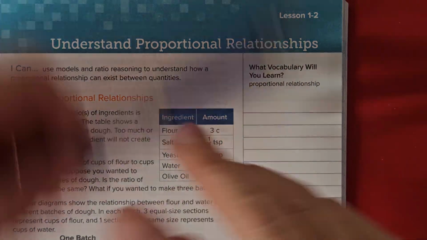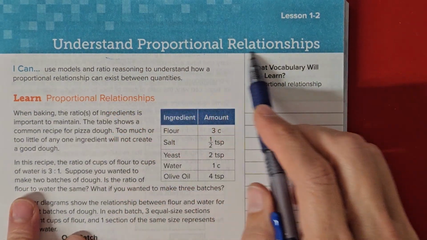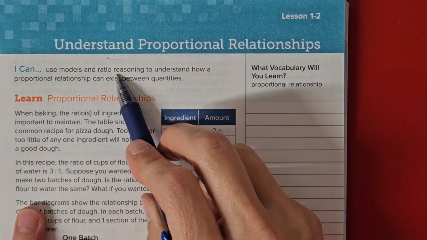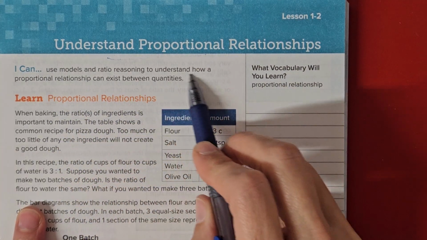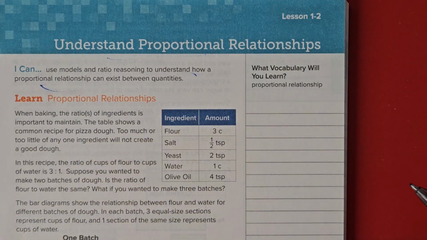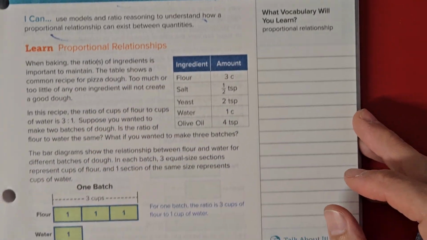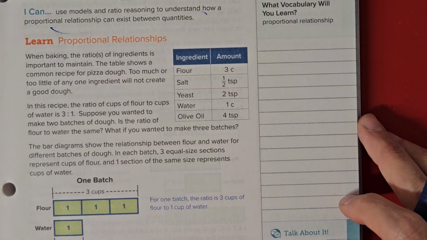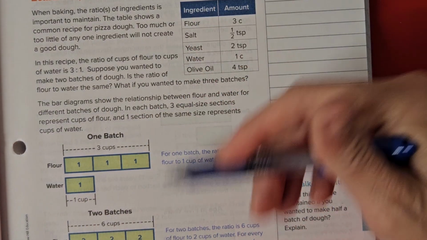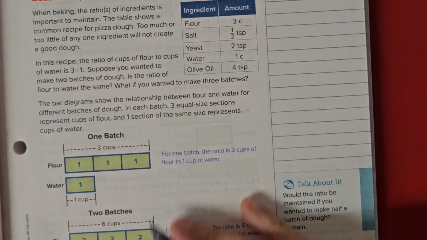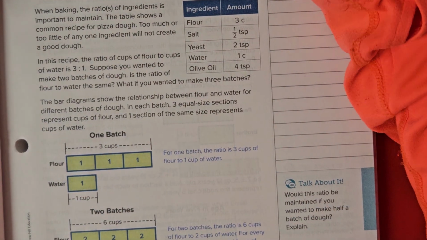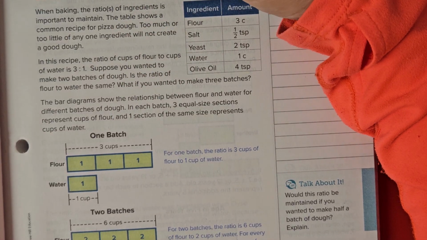Good morning. Lesson 1-2, Understand Proportional Relationships. So today you should be able to use models and ratio reasoning to understand how a proportional relationship can exist between quantities. All right, baking. Baking is a good one when we're doing proportions. This one's got a lot of tape diagrams. We don't really use tape diagrams in 7th grade, but you're welcome to go through that if you like.